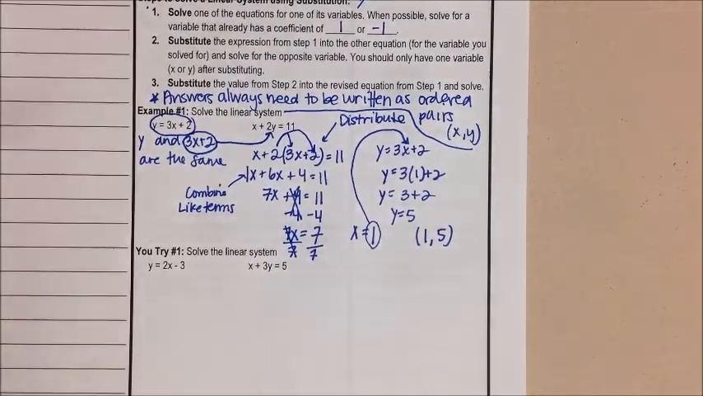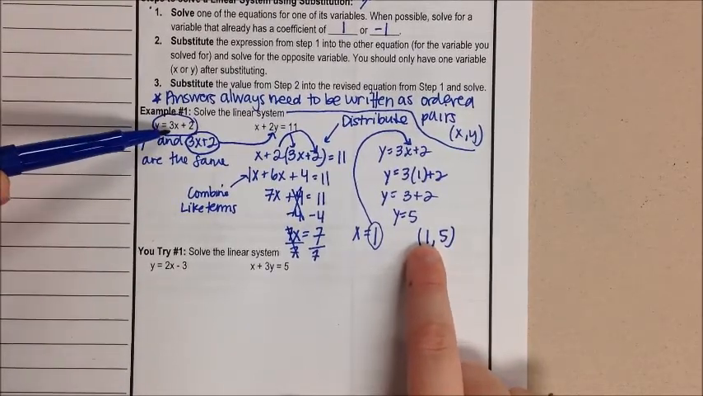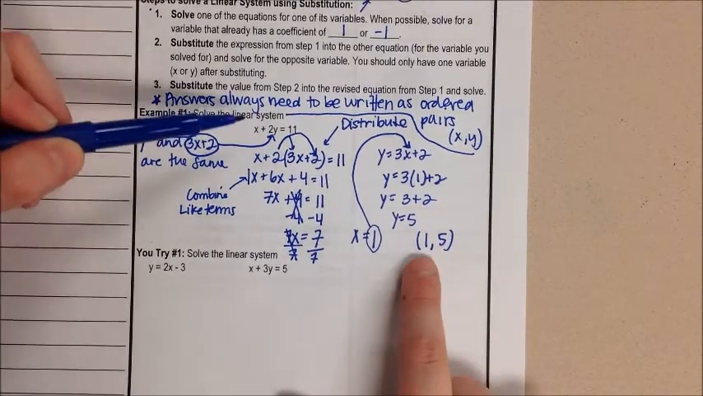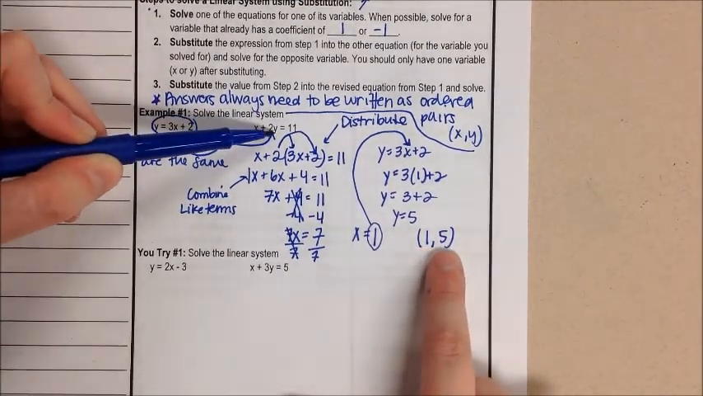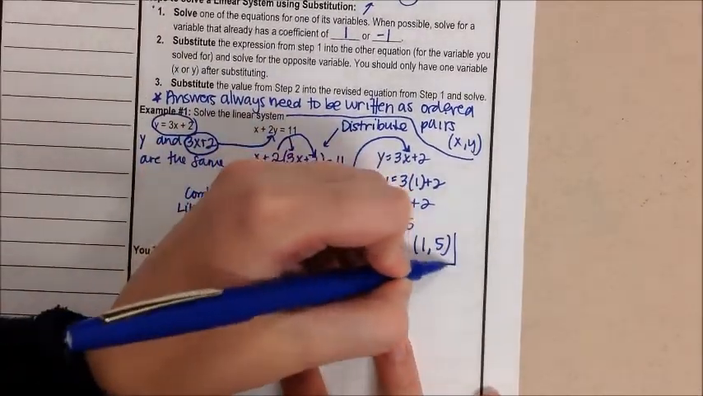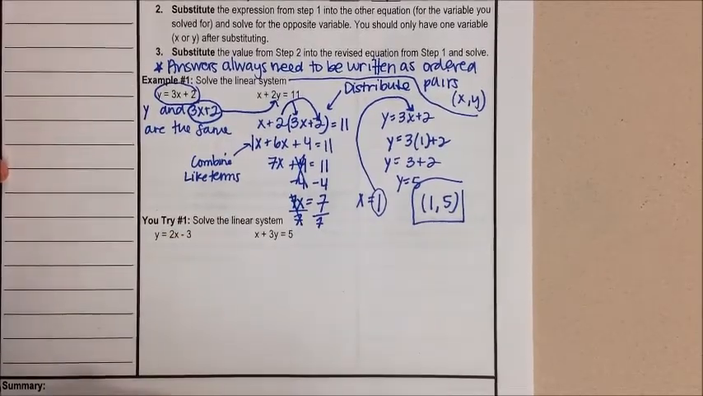Okay, we can always go back and check. So if x is 1, 3 times 1 plus 2, that's 5. Okay, and then I'm going to check over here. 2 times 5 is 10, plus 1 is 11. So I know that that's the correct answer. Okay? Okay, go ahead and try it. You try number 1.